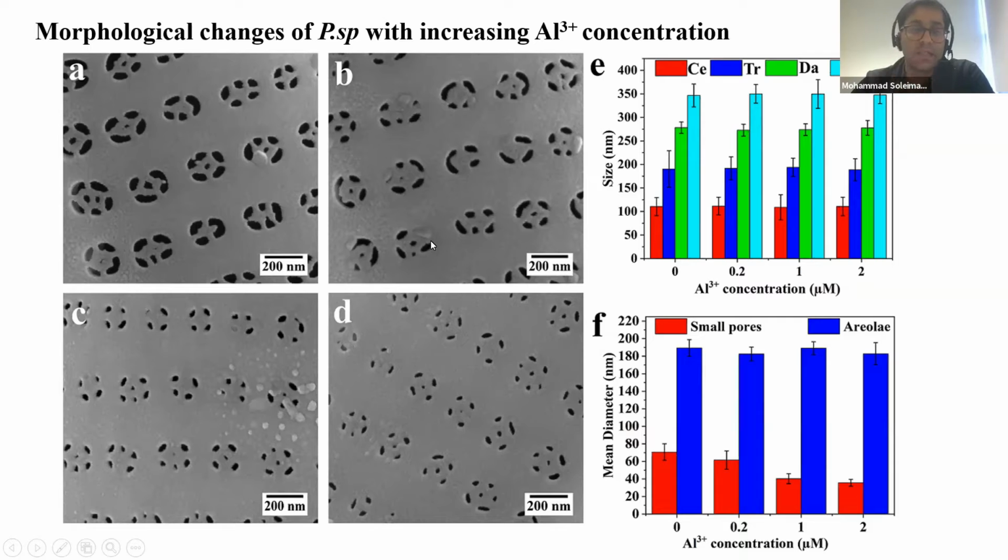For example, the distance between the pores, from one array to another or even within one array, doesn't change that much. But the diameter of the pore, by increasing the concentration of aluminium from 0 to 2 micromolar, you can see the pore size is decreasing, and it's more or less a linear behavior.